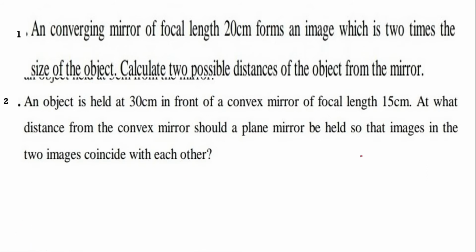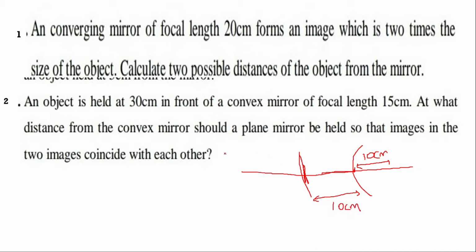We calculated the distance already. So what are we knowing? This image will form 10 centimeter behind this convex mirror. So this is the position of the image for the convex mirror. Suppose we are keeping this plane mirror here, this is the plane mirror. We are keeping the plane mirror at a distance of 10 centimeter. An object is already kept at 30 centimeter.